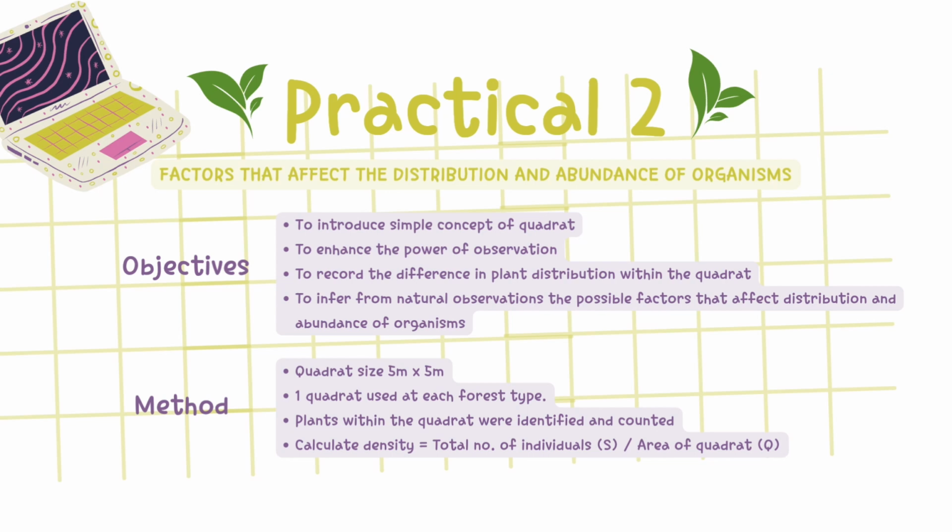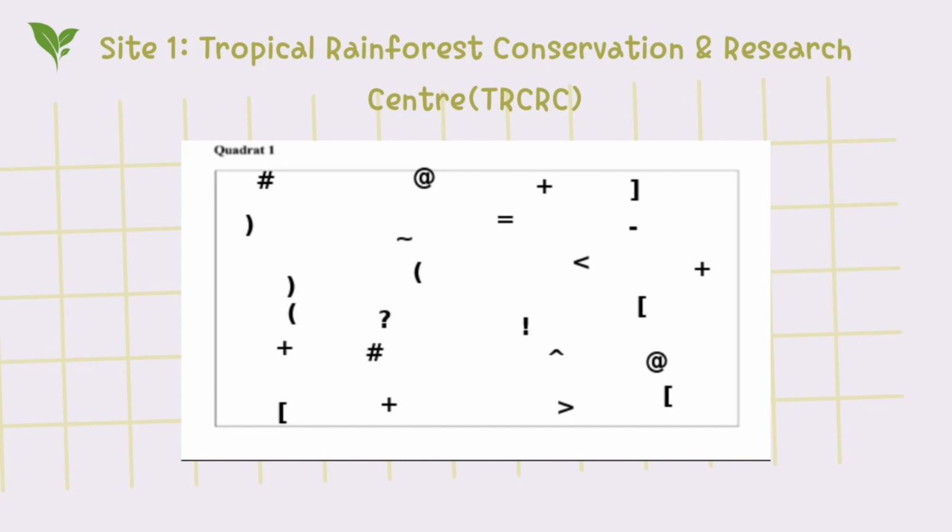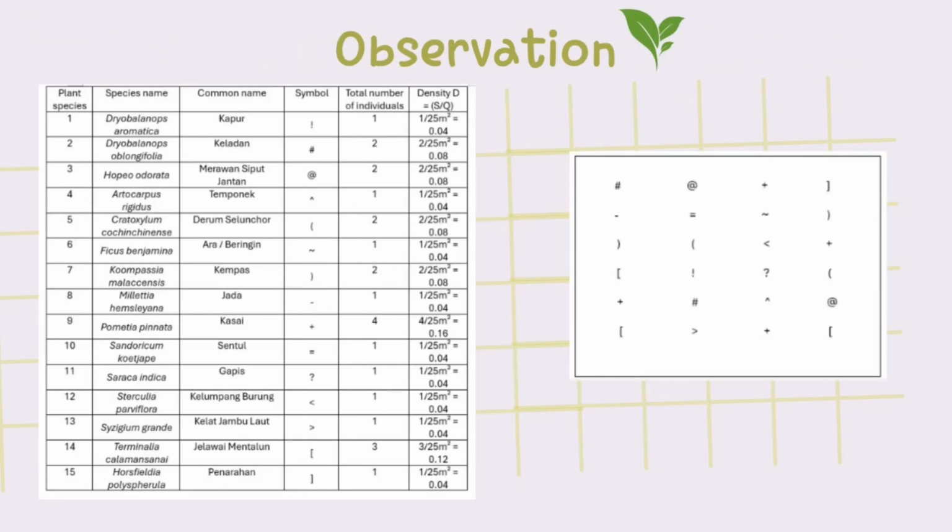One quadrat is used at each forest type. Plants within the quadrat were identified and counted, and we need to calculate the density. So this is the results of our quadrat sampling. What can be concluded here is this quadrat sample reveals high forest biodiversity due to its wide variety of unique plant species symbols. By counting the repeated symbols, researchers can calculate the population density and map the spatial distribution patterns of each specific species. For observations, we have identified 15 different species and also calculated the density.